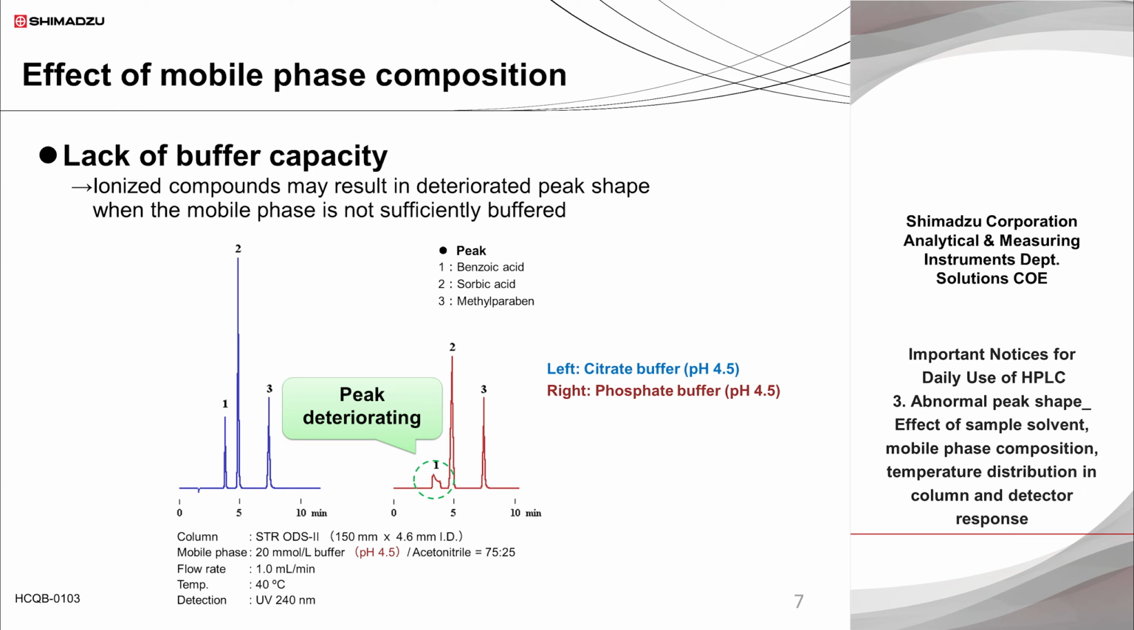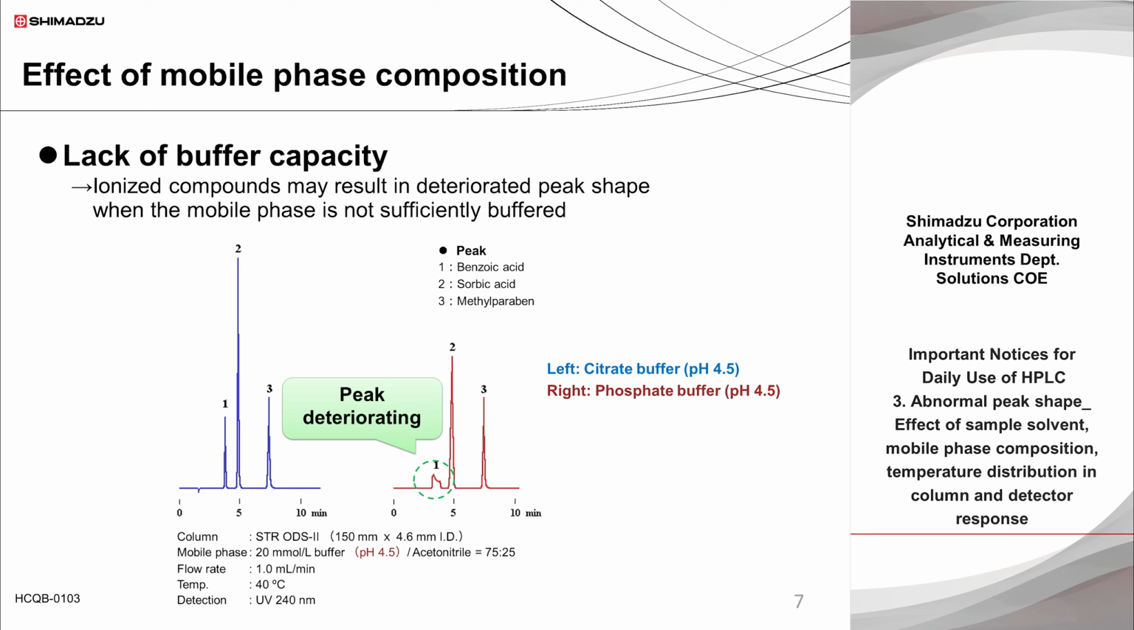In other words, this chromatogram shows that phosphate buffer has no buffering capacity near pH 4.5. This is because 2 of the 3 pKas of phosphoric acid are around 2 and 7, and phosphate does not exhibit buffering capacity in the pH range away from each pKa. In contrast, since citric acid has a pKa of around 4.7, it exhibits sufficient buffering capacity at pH 4.5 to keep the dissociation state of the compound constant, which is thought to result in little deterioration of the peak shape.